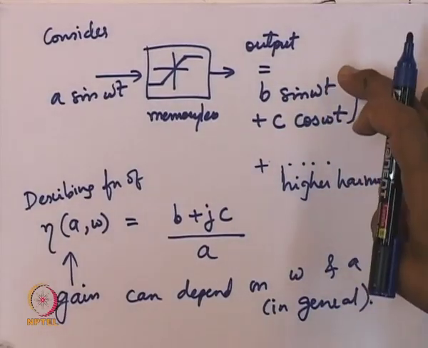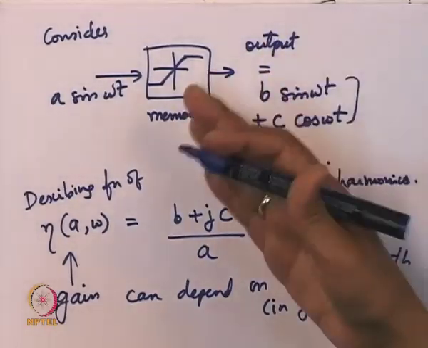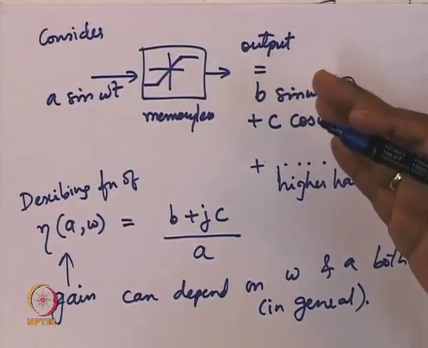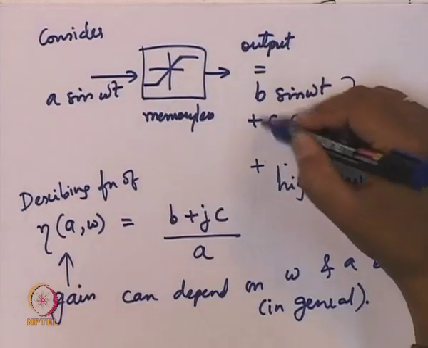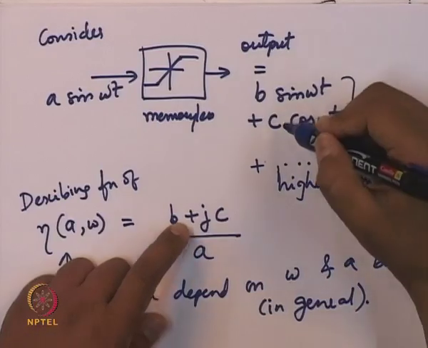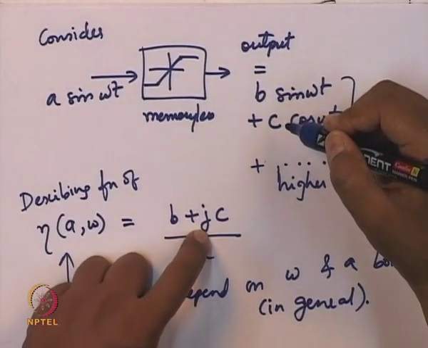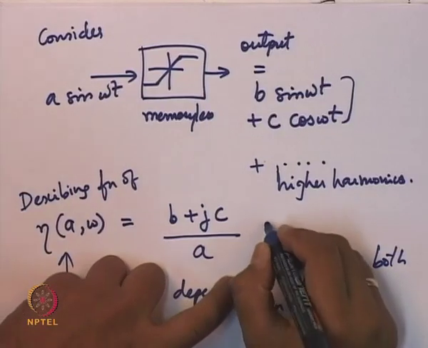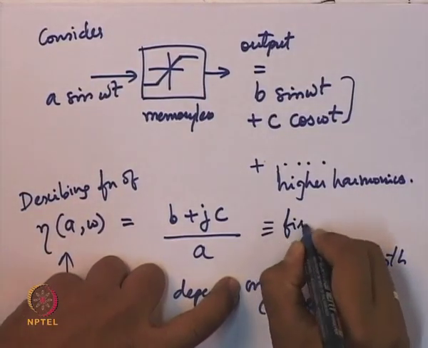So, how do you find B and C? One finds a Fourier series of the output and then finds the first harmonic's coefficients. The sinusoidal part we put into the real part here. The cosinusoidal part we multiply by j and we divide by A. This is nothing but the first harmonic.